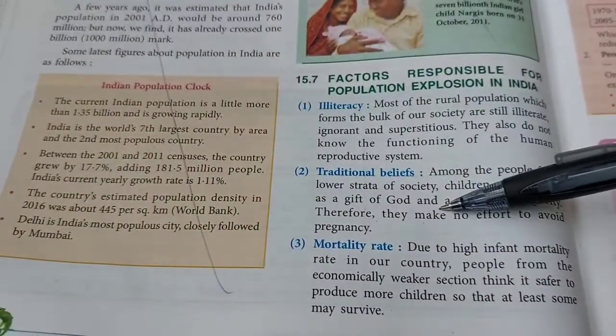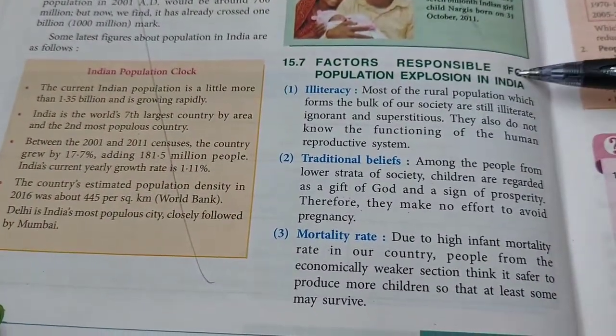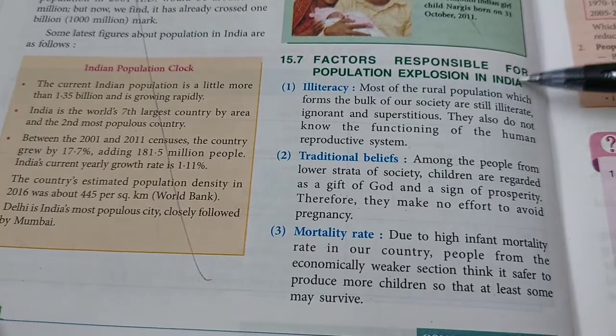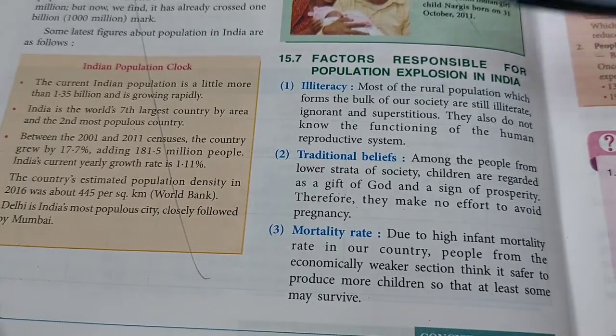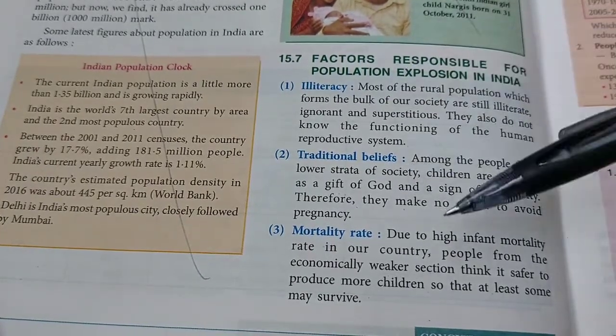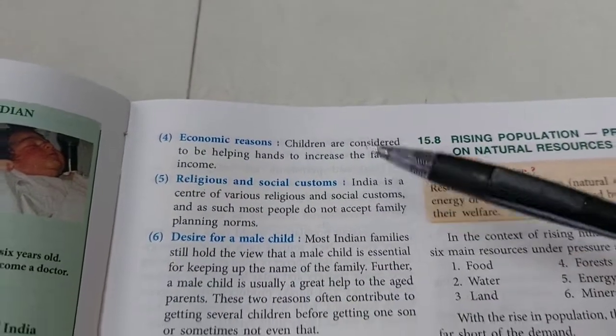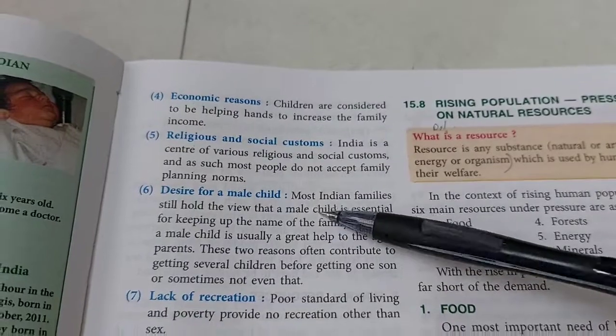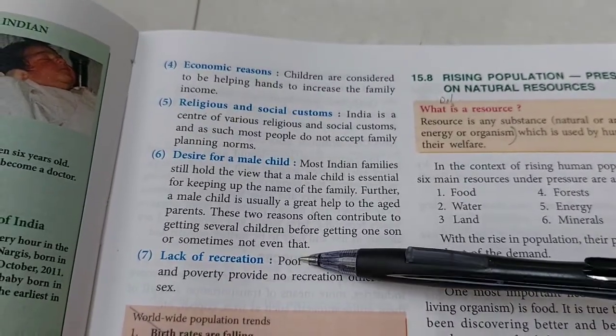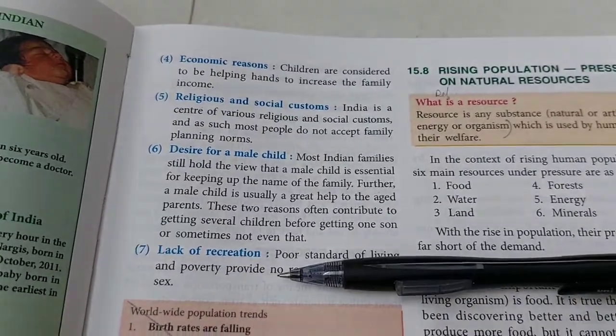The next page is also cancelled except for the last part, factors responsible for population explosion in India. So here there are some factors different from the rest of the world. Illiteracy, traditional beliefs, mortality rate being high, economic reasons, religious and social customs, desire for a male child, which is pretty stupid, lack of recreation. That has changed recently because of the boom of internet. Cancel this table.